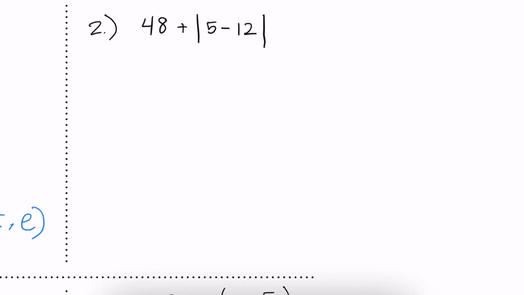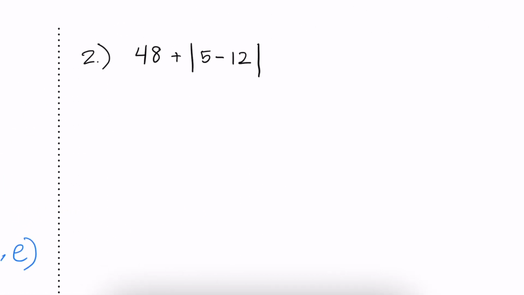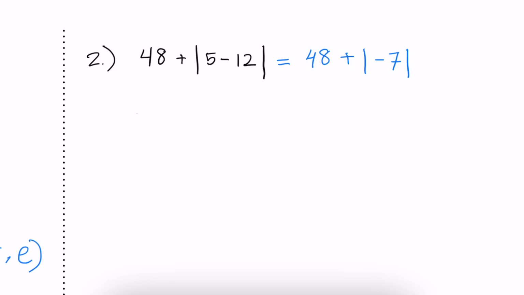Okay, let's move on to question 2. This is some just absolute value practice. Absolute value is simply the distance that a number is from 0. So this means it's always positive because distance can't be negative. So if we evaluate, this is just 48 plus the absolute value of 5 minus 12. Now 5 minus 12 is -7. But since we're taking the absolute value of -7, that's just +7. So it's going to be 48 plus 7, which gives you 55.